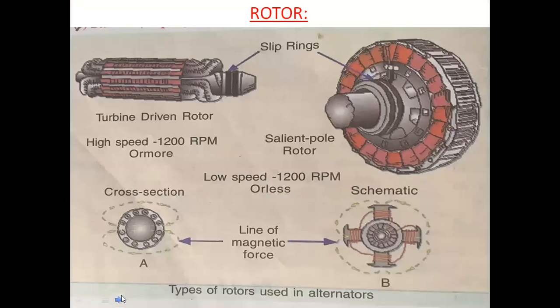Next one, rotor. Here we have two types of rotors. First one is salient pole type, and second one is smooth cylindrical type, or we can also call it non-salient pole type.